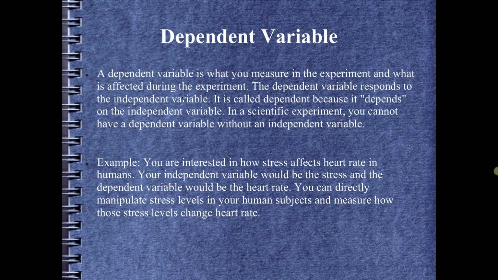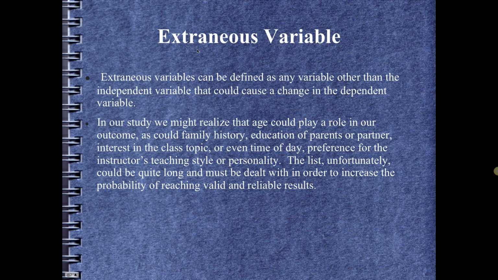Actually, it doesn't help in reading, but they did find that playing classical music helps some students in math to concentrate better. So there are studies that have looked at things like that and used the music as a variable. Okay. Then, and some of you gave good examples of this, we have extraneous variables, things that could cause changes in our study. Okay. We might realize that age plays a role in outcome, or family history, or the education of the parents, or the interest.